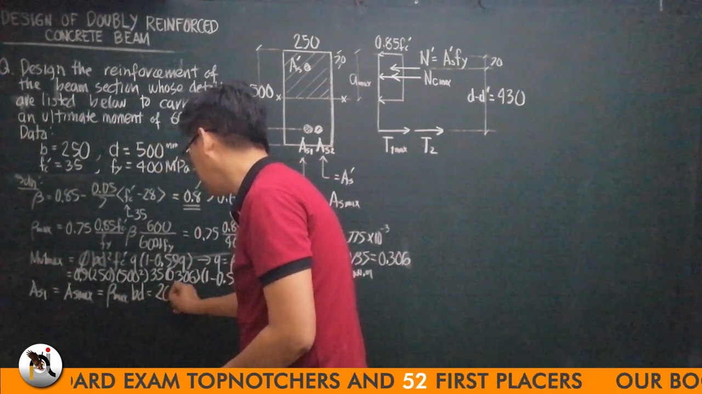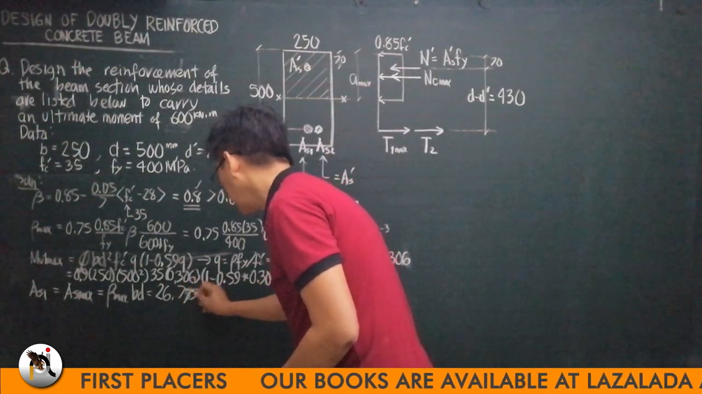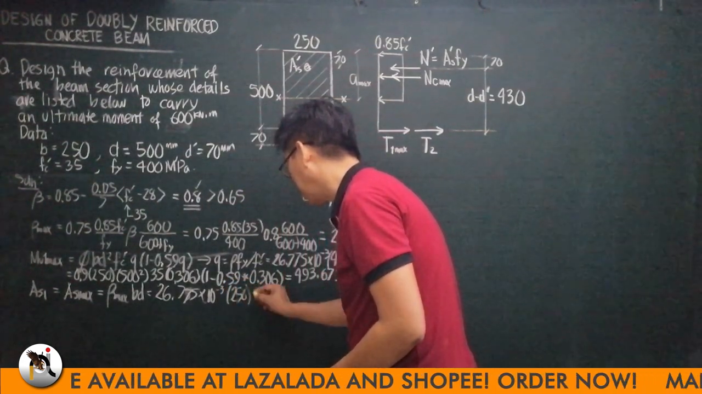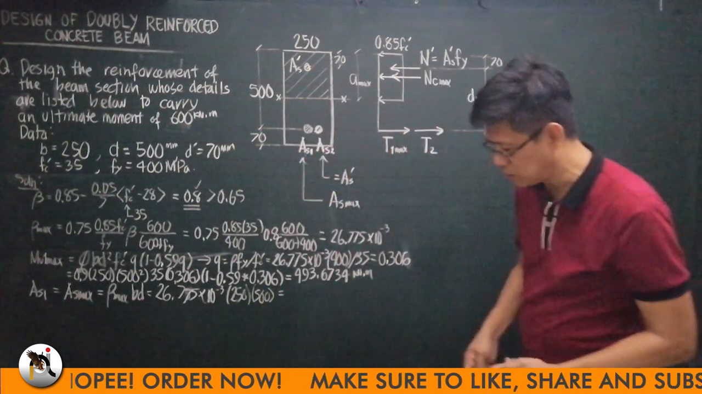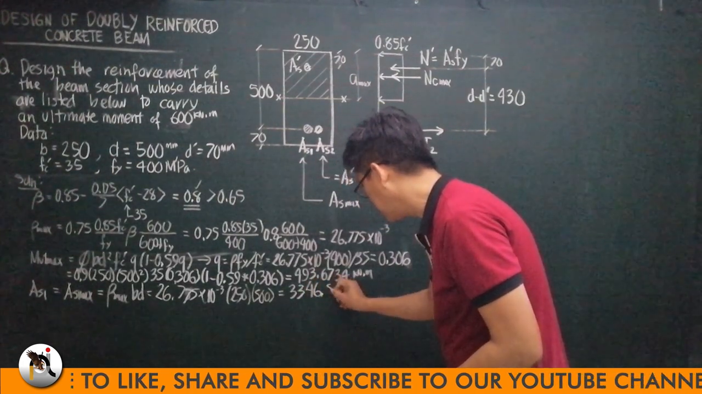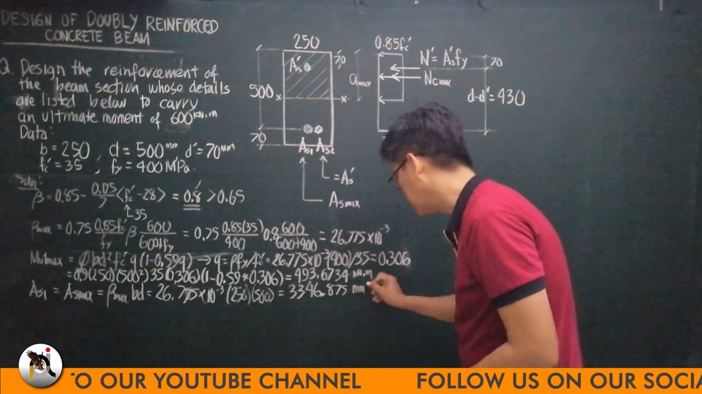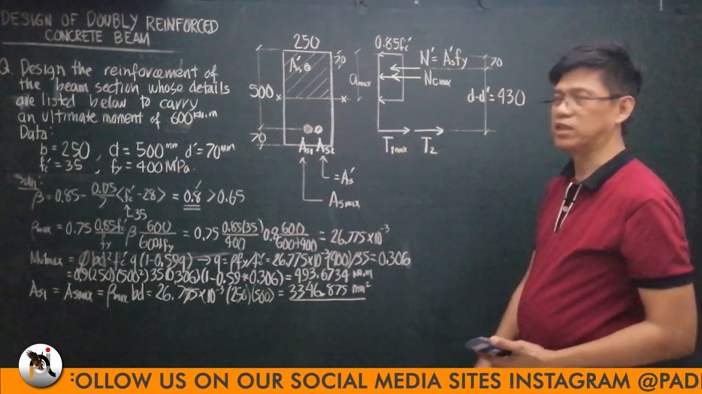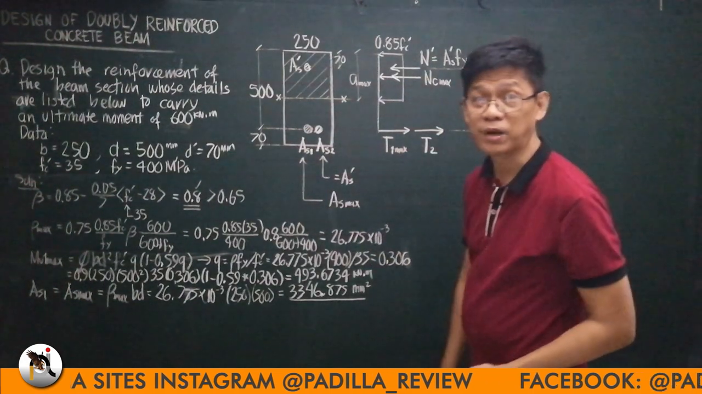So this is 26.775 times 10 to the minus 3 times 250 times 500. So this is going to be equal to 3346.875 millimeter squared. So this is your AS1. So let me solve here AS prime.